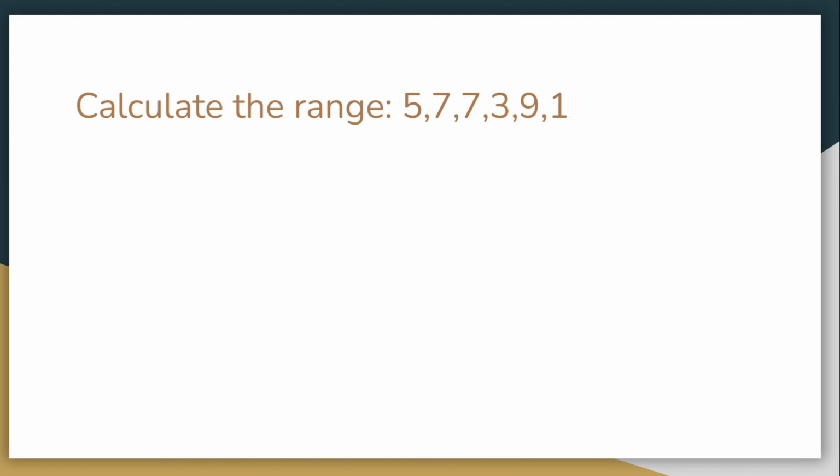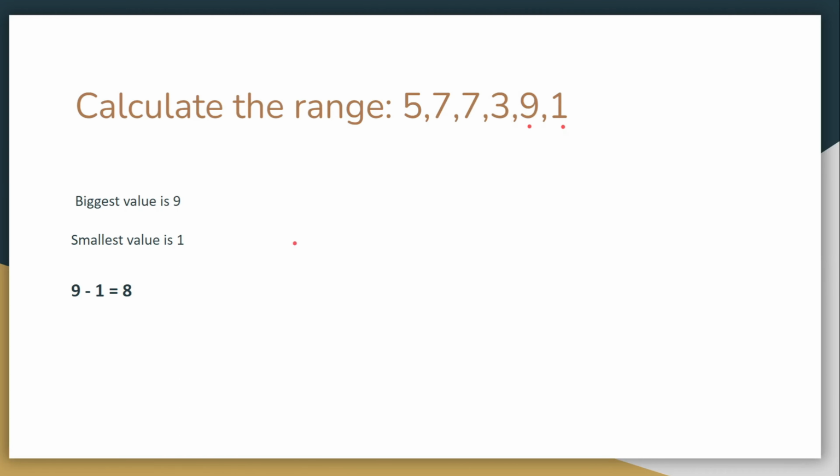We need to calculate the range of 5, 7, 7, 3, 9, 1 in the sequence. The biggest number is 9 and the smallest number is 1. So we're just going to do 9 minus 1 and we're going to get 8. And it is that simple.